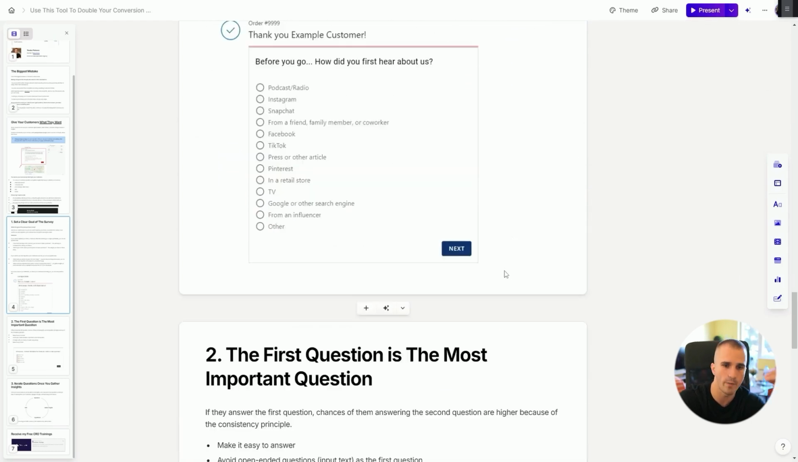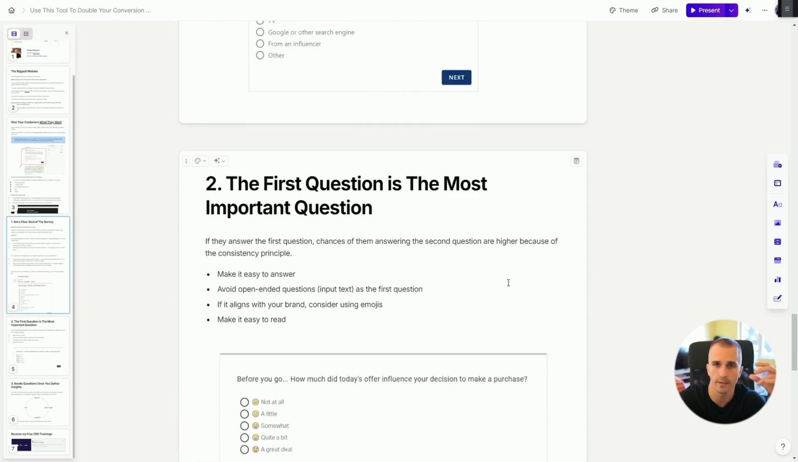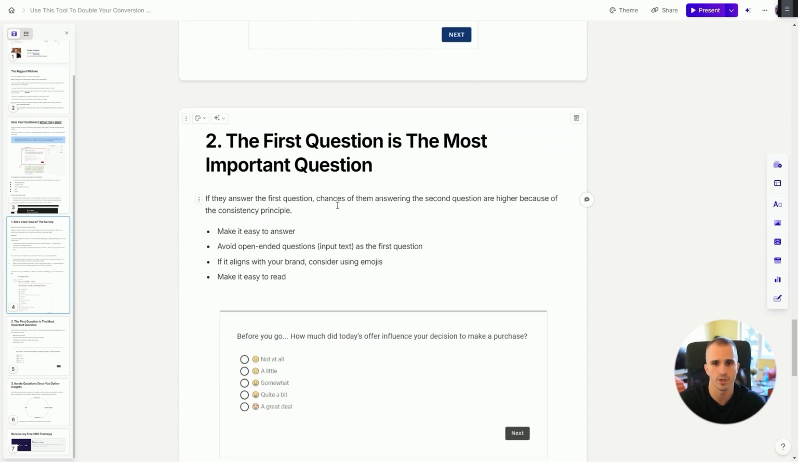The next thing that is very important when it comes to creating the post-purchase survey is that the first question is the most important question. If they answer the first question, chances of them answering the second question are higher because of the consistency principle. You want your first question to be easy to answer. You don't want to place some thoughtful questions there. You want to avoid open-ended questions, so input text questions as the first questions, because they are just harder to answer. They need to type, whereas with the radio buttons, they just press on the answer and they continue answering your survey.